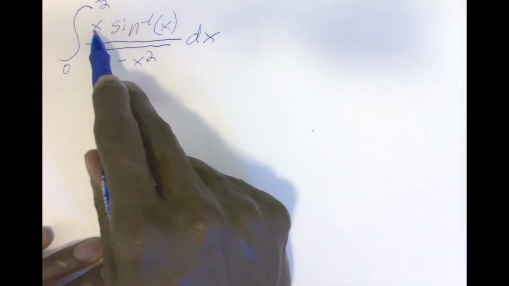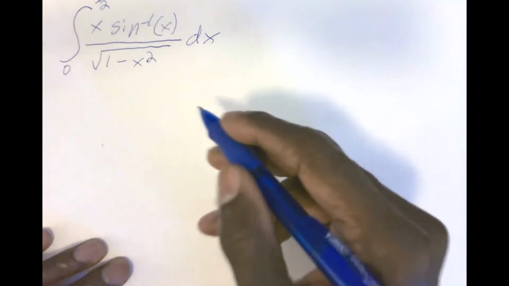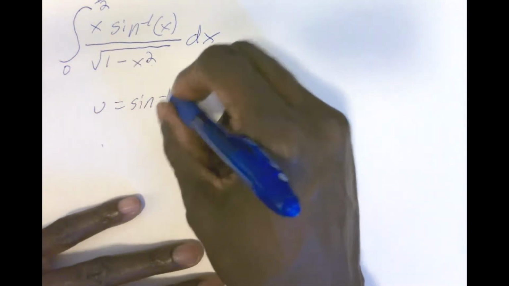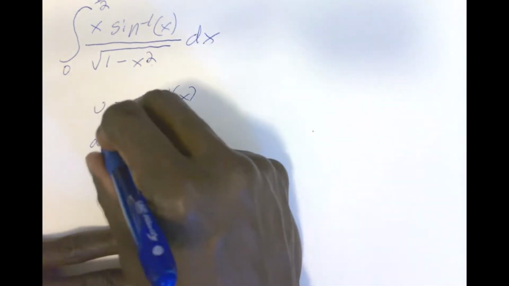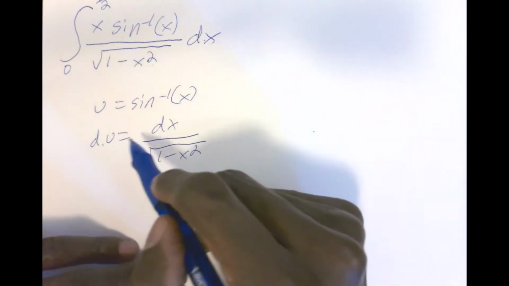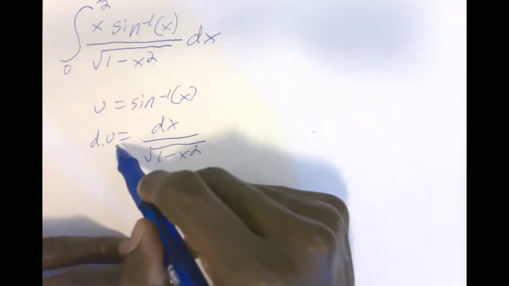Now, that little substitution I just mentioned took care of everything but this x. So what's going to make the problem somewhat challenging is dealing with this x right here. But let's follow the thought. We're going to say u is arc sine x, which means du is dx over the square root of 1 minus x squared. So arc sine x would be u, and dx over the square root of 1 minus x squared would be du.